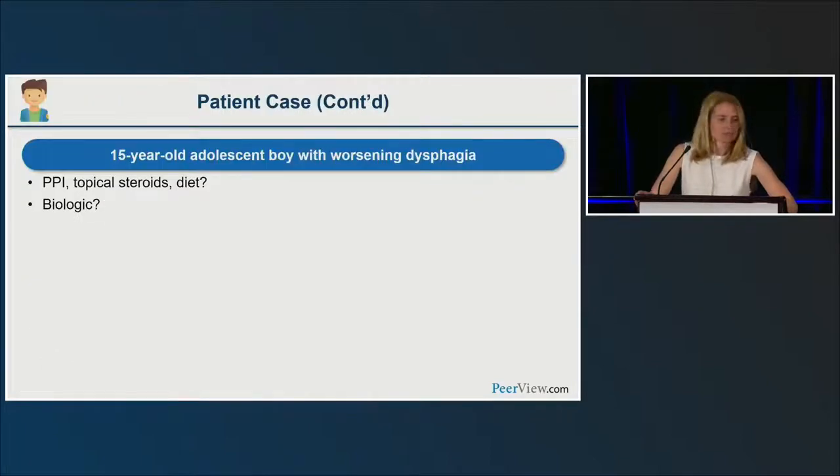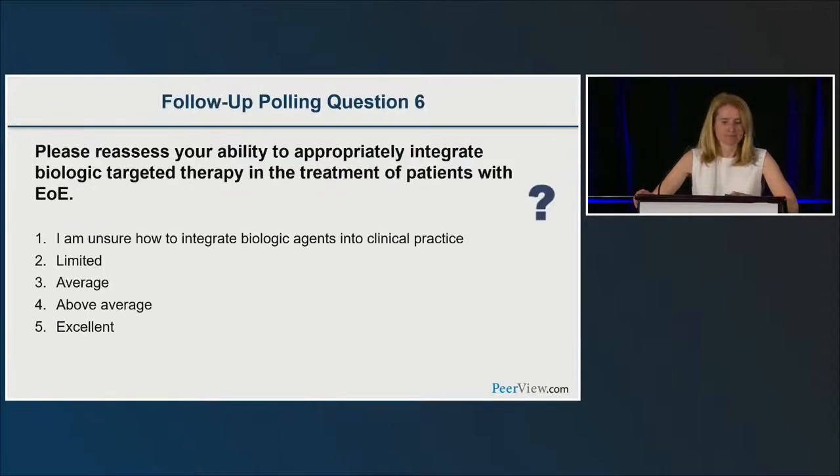And so back to our 15-year-old where we started. Our 15-year-old adolescent boy with worsening dysphagia and newly diagnosed EoE, how would we do therapy? Would we start with PPI, topical steroids, diet? Would we consider a biologic? And are there circumstances where a biologic should be started first? And so, again, please reassess your ability to appropriately integrate biologic-targeted therapy into the treatment of patients with EoE.